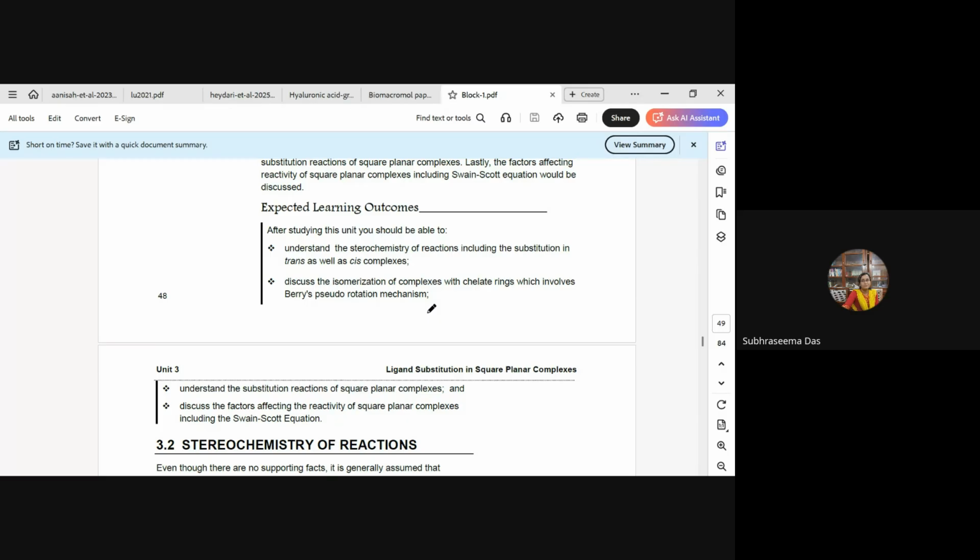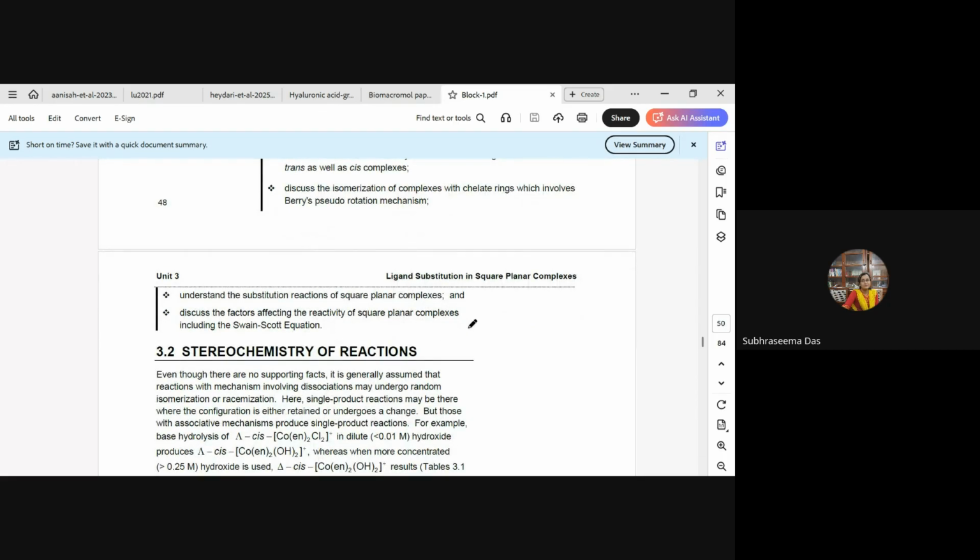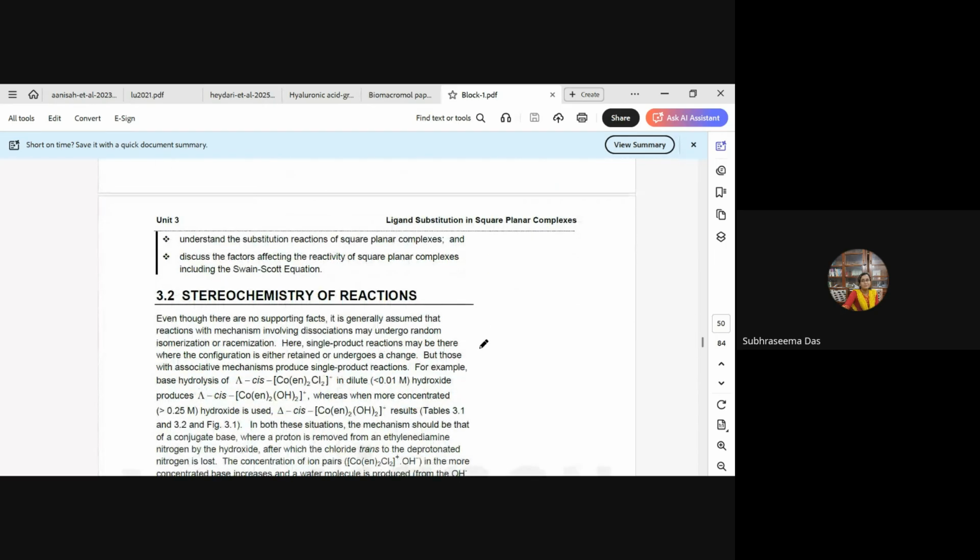We will discuss the isomerization of complexes with chelates, mostly that involves the Berry pseudorotation mechanism. We will understand the substitution reactions of square planar complexes, and also we will discuss the different factors that affect the reactivity of square planar complexes. That also includes the Swain-Scott equation. So this is the basic outline for today's class. And first, we will start with the stereochemistry of reactions.